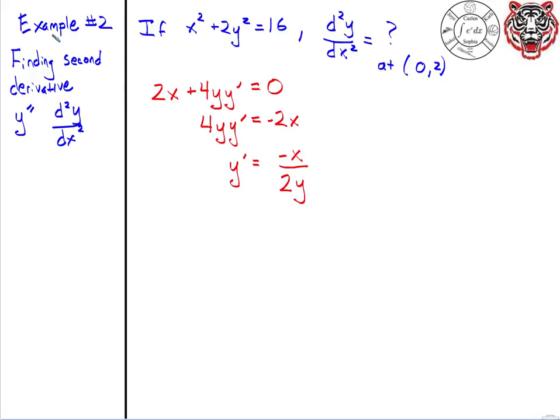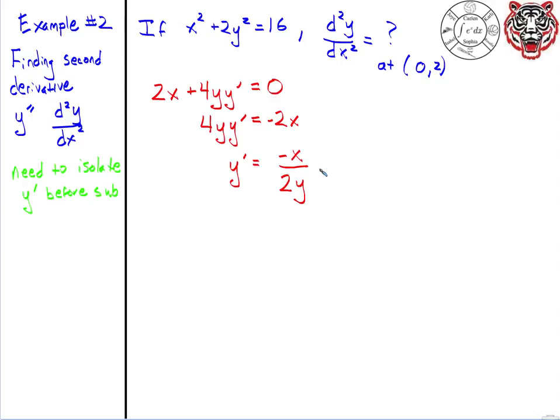When you're finding the second derivative, this is only for the second example, you do need to isolate y prime before plugging in, before substitution, because we need this equation in order to take y double prime. Okay, now that we have y prime, we can take y double prime.